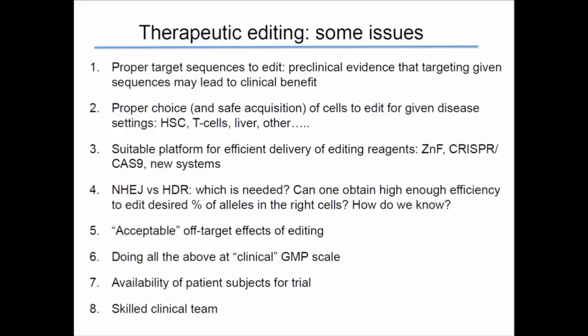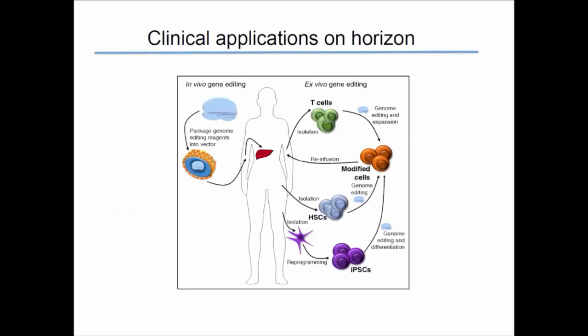We have to do all this at clinical GMP scale, which is often forgotten. Most of the experiments you read about are done in mice in laboratories. They're not done at the kind of scale that's required. We need the availability of suitable patients for trials. And I think the last point really needs triple emphasis, and that is a skilled clinical team. These are difficult clinical experiments to develop, and I think it requires expert clinical care at all points.